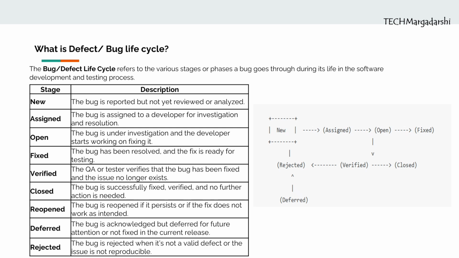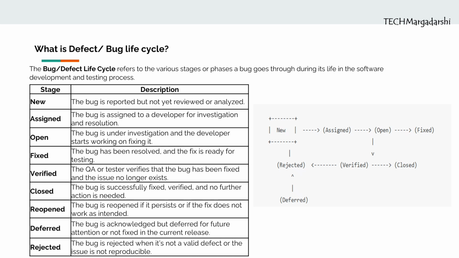Now, next question, what is defect or bug life cycle? Let's discuss the different stages of the defect life cycle. The bug or defect life cycle refers to the various stages or phases a bug goes through during its life in the software development and testing process. Step 1, new. When a tester finds a bug and reports it, its status is marked as new. At this stage, the bug has not yet been analyzed. Step 2, assigned. The bug is then assigned to a developer for investigation and fixing.